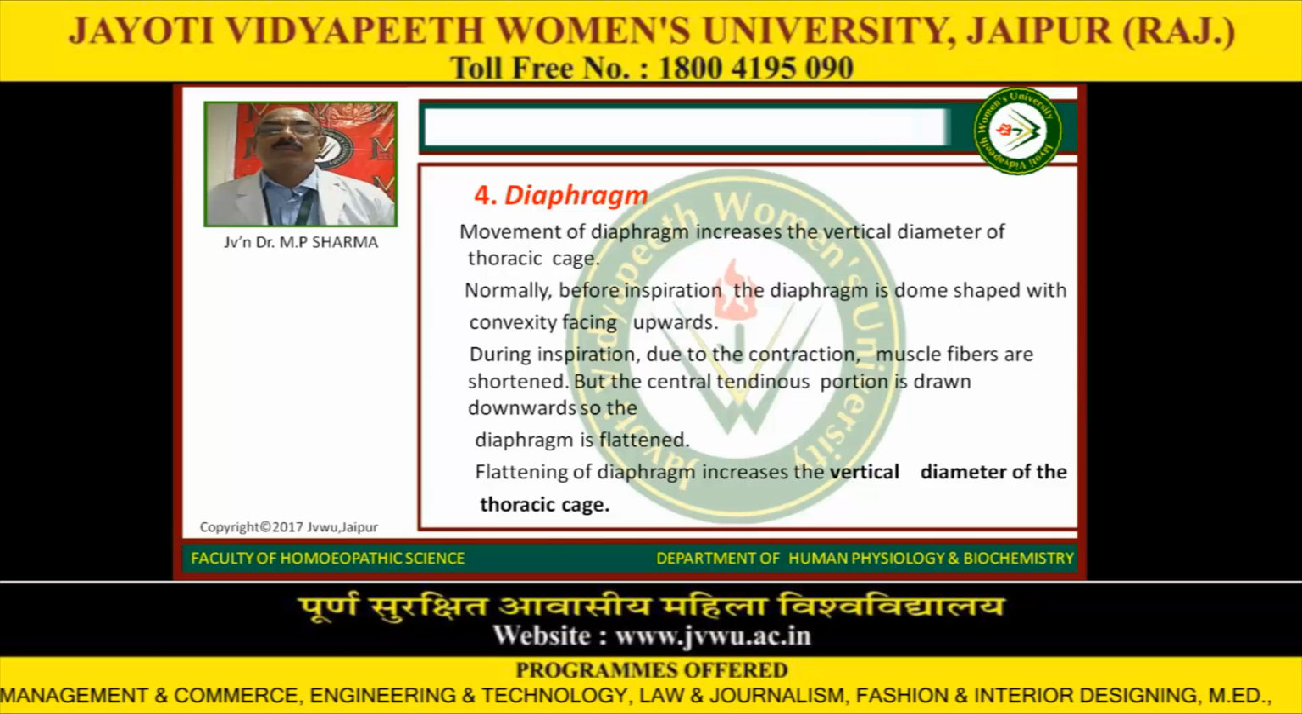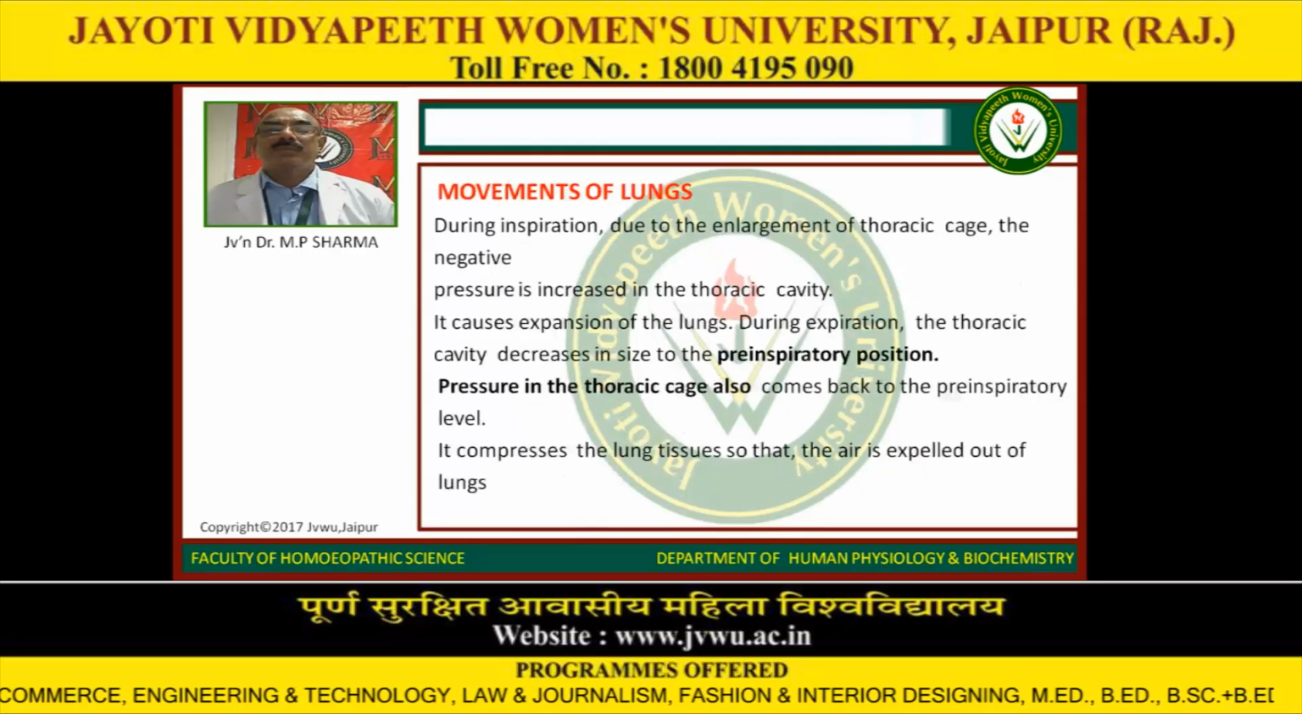Now the diaphragm increases the vertical diameter of the thoracic cage. Normally, before inspiration, the diaphragm is dome shaped with convexity facing upward, and during inspiration, due to the contraction, the muscle fibers are shortened, but the central tendinous portion is drawn downwards so the diaphragm is flattened. Flattening of the diaphragm increases the vertical diameter of the thoracic cage.